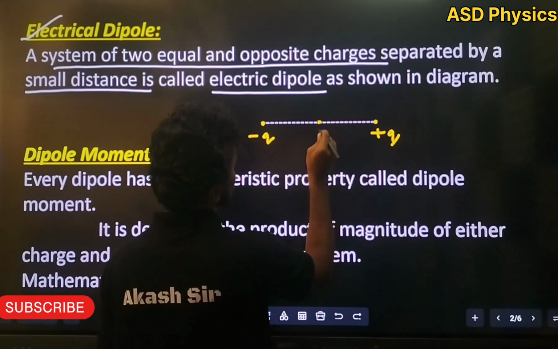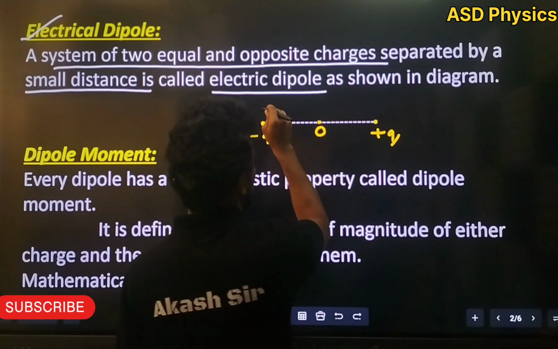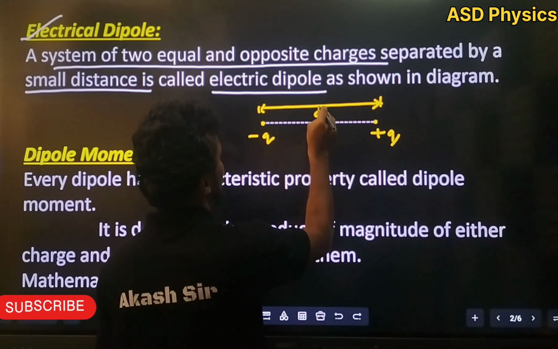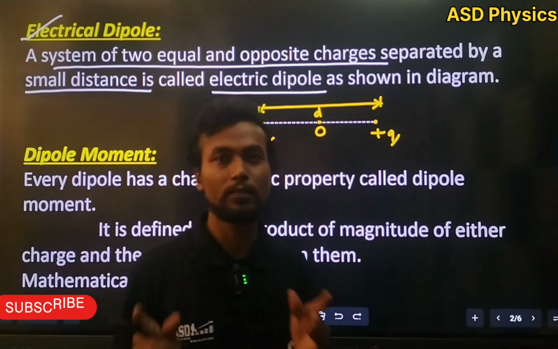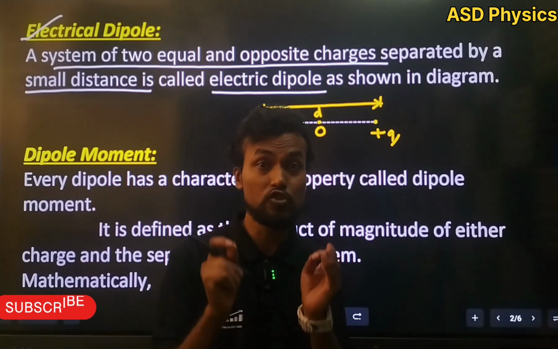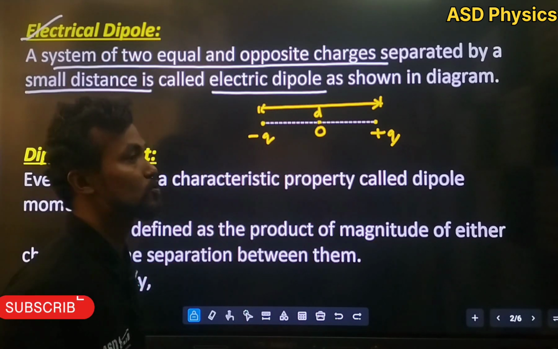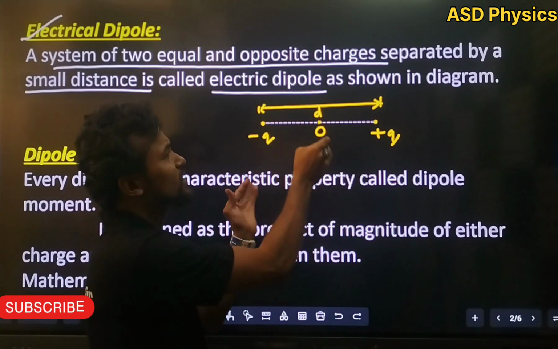Okay, and the center of the dipole, for the derivation purpose, we will take here. And the distance between the two charges will be how much? Small d. Here, just for the representation purpose, d is looking somewhat bigger, but normally this d is very small. That's why we are writing small distance. Two charges are separated by a small distance. Okay, so this is just a representation.